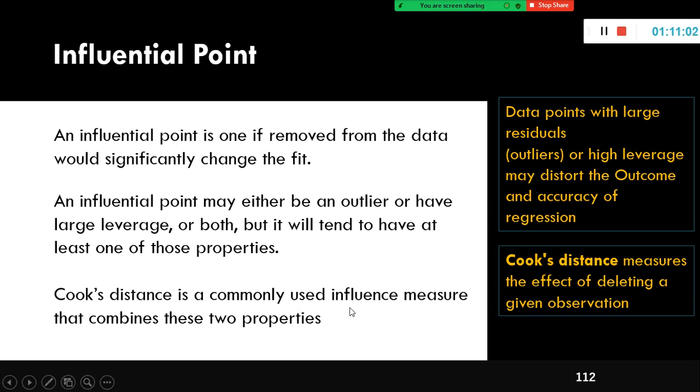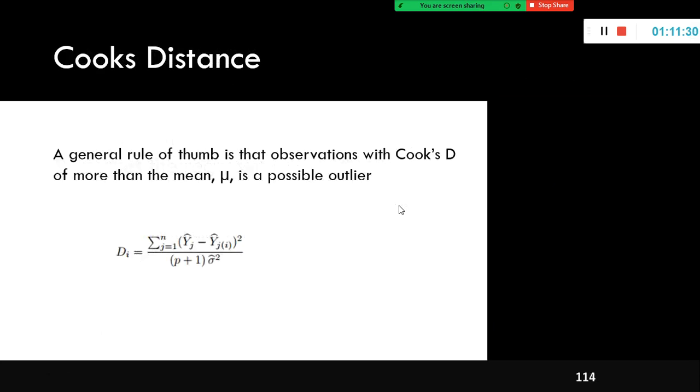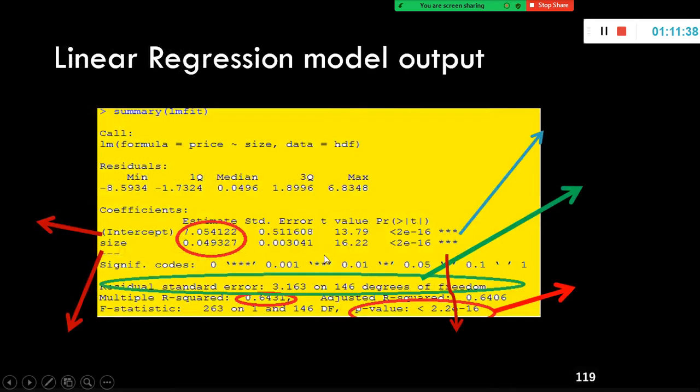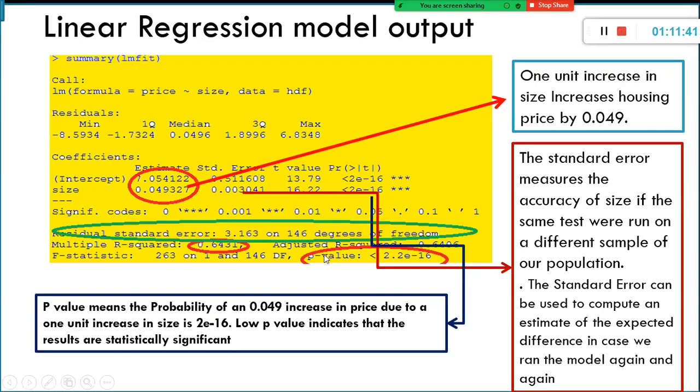Cook's distance is a commonly used influence measure that combines these two properties. With the combination of these two, we can tell which outliers are influential and which non-outlier observations are influential. So for these two properties, we use something called Cook's distance. Cook's distance measures the effect of deleting a given observation. Data points with large values may distort the outcome. So this is the formula for Cook's distance, and using this formula you can also find it. But manually we don't do this.